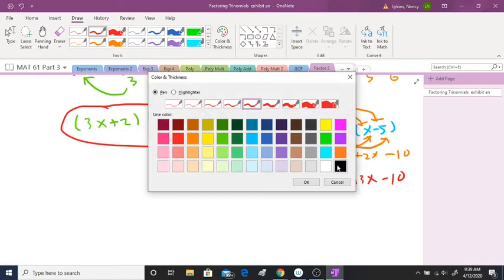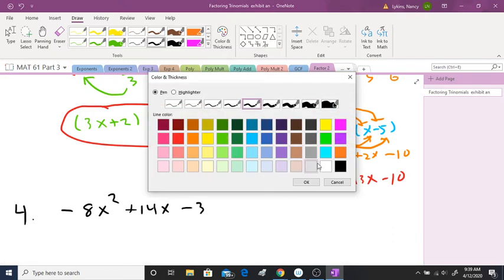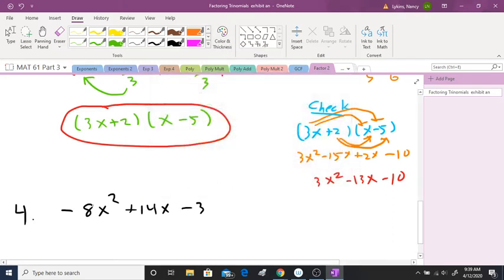Now finally, what I'm going to do is put another one of these, and I'm going to say negative 8x squared plus 14x minus 3. I'm going to do the exact same way. I'm going to say negative 8 times a negative 3. Negative 8 times a negative 3 gives me a positive 24.